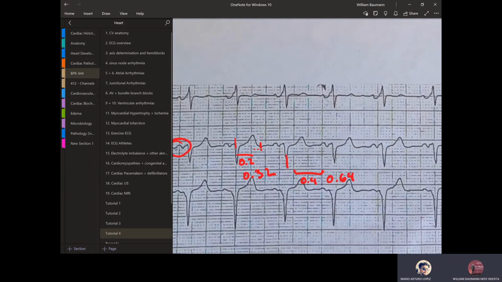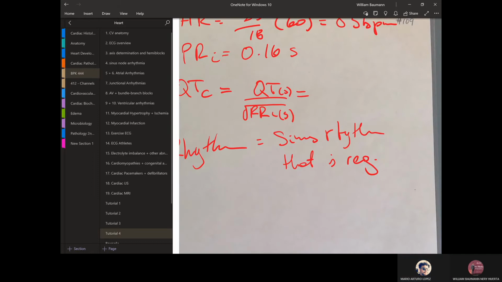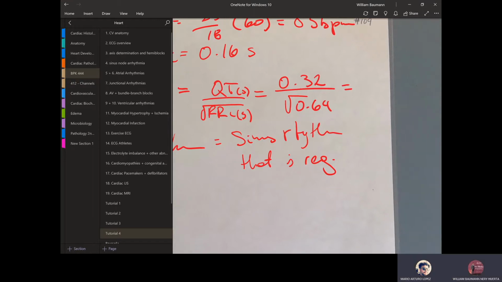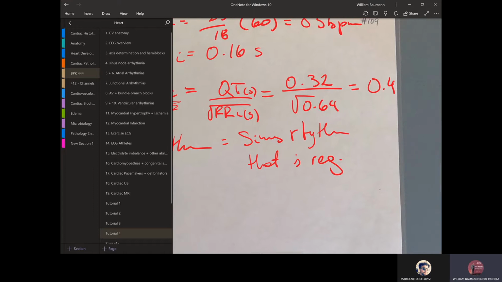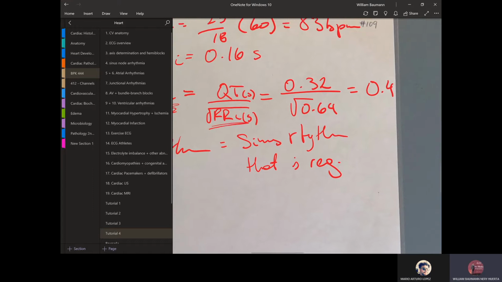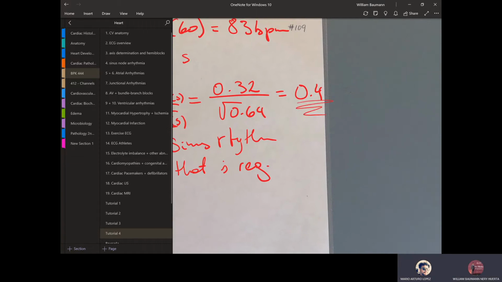The square root of 0.64 equals 0.8. And then 0.32 divided by 0.8, so 0.4 is the answer. Do you see how important this is? Yes. Because this gave us a short QT just by looking at it. But when we correct it with the R to R interval, we corrected it, and that's the actual one.